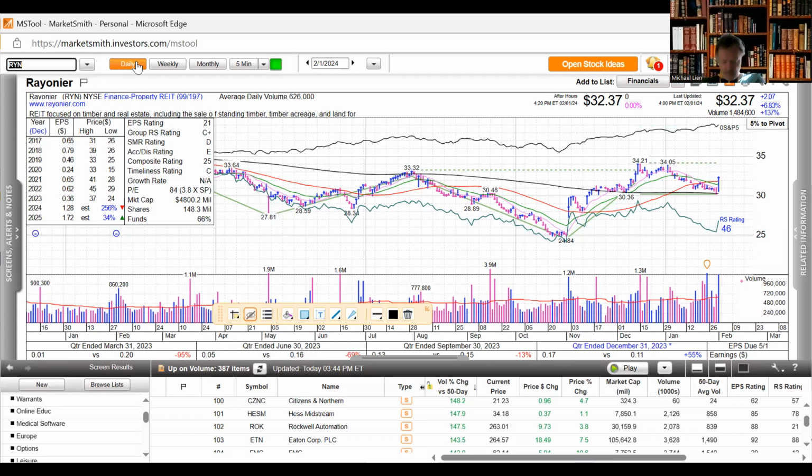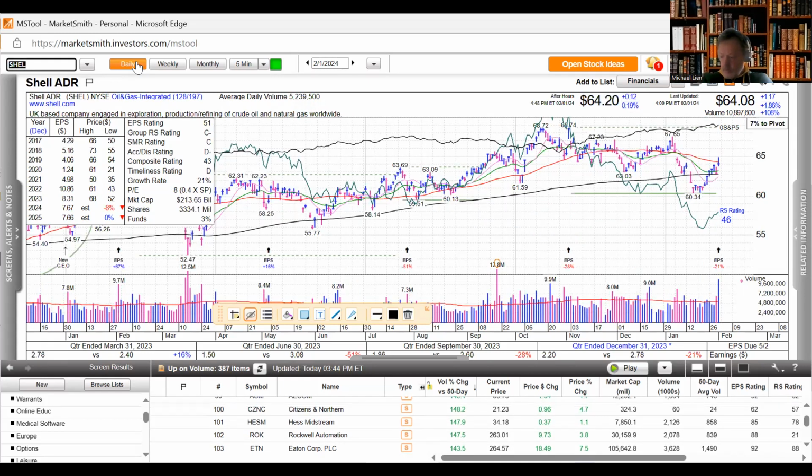So we move on to Shell. Shell reports 2023 profit at $28 billion, a 30% drop from previous, although it did move up 1.86%. Their earnings came in negative 21%.